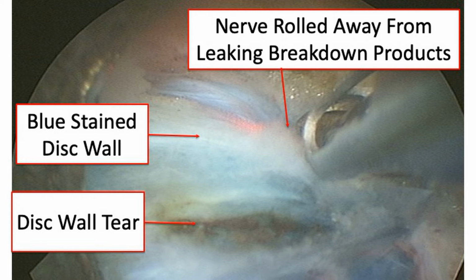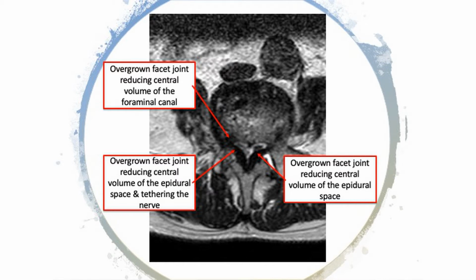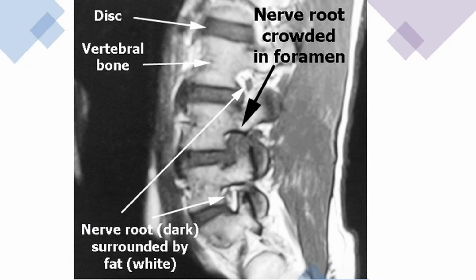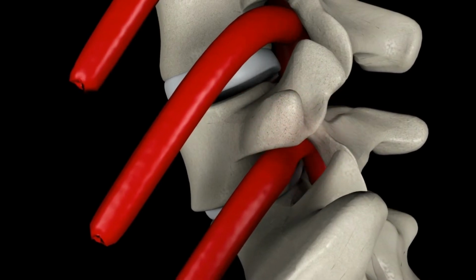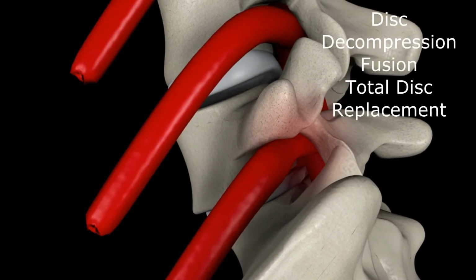In addition, the displaced working surfaces of the facet joint become arthritic and widen, and the bone overgrowth reduces the space in the epidural canal and also within the foramen. At the same time, the laxity of the disc frequently allows the upper vertebra to slide forwards or backwards in reference to the lower vertebra. This distorts and further reduces the volume of the foramen and epidural space, with added irritation and compression of the nerves. These problems are conventionally treated by disc decompression or fusion or total disc replacement.